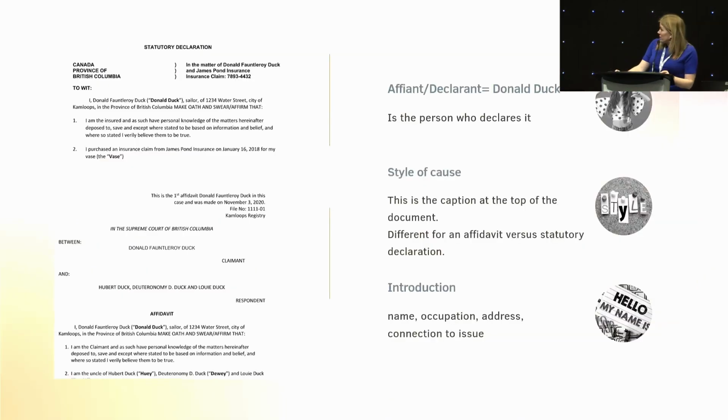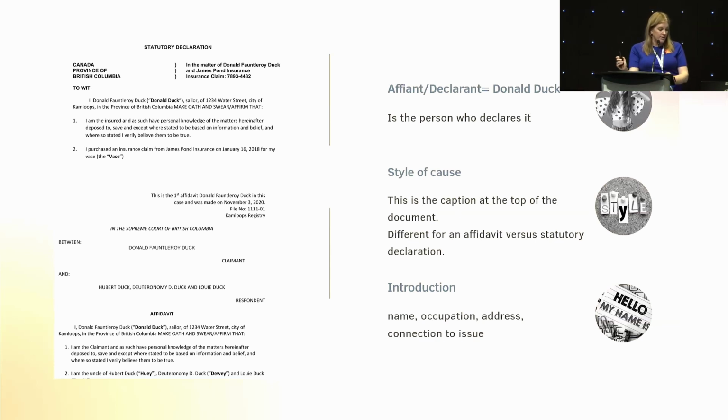I don't know how well it's showing up on there, but these are some of the terms that you'll see with affidavits and stat decs. First you have to have who the person is who's declaring it. Who's swearing this? That person is your affiant or your declarant, right? In the example that I gave on Sketch, that's Donald Duck swearing this.